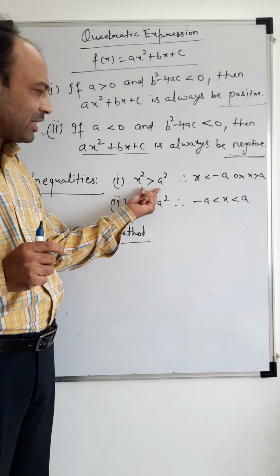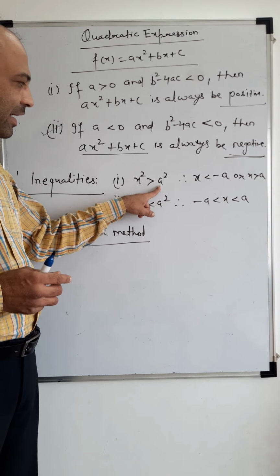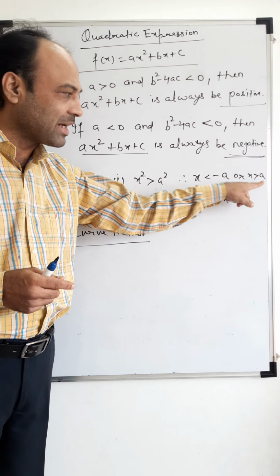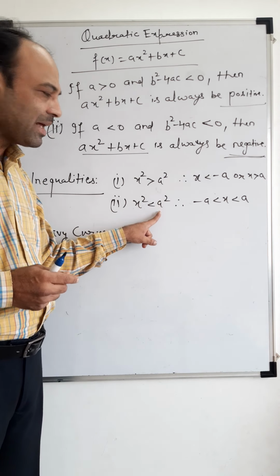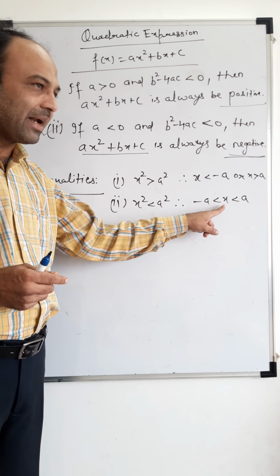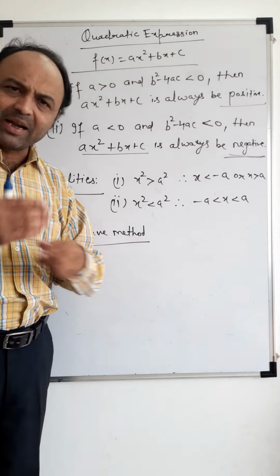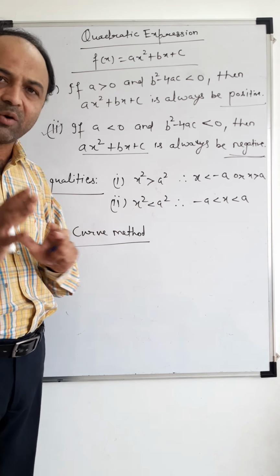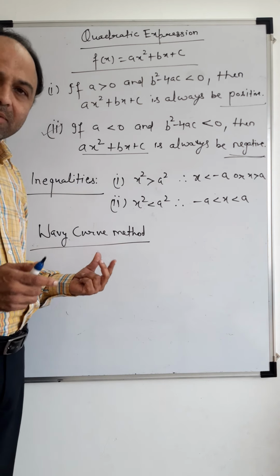Next, a couple of inequalities which generally we use in quadratic equation. See, x square greater than a square means x less than minus a or x greater than a. Please remember these things. And x square less than a square means x greater than minus a and less than a. So these two frequently come in a quadratic expression. So you have to remember these two inequalities also. Correct here?